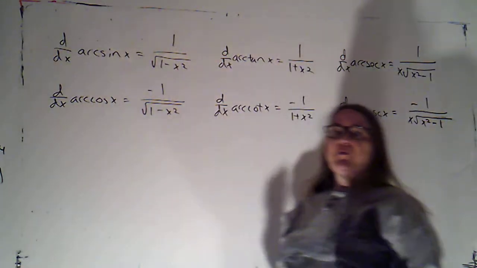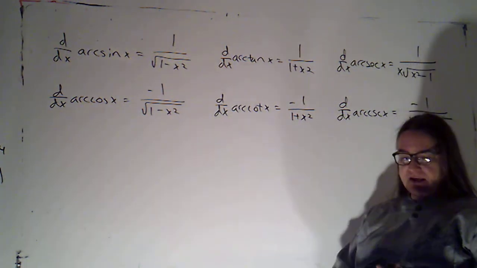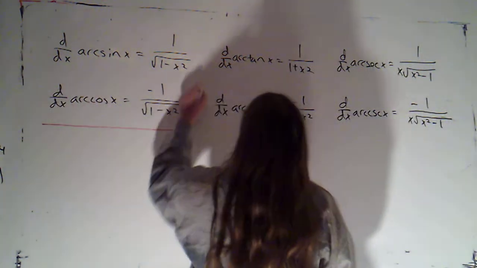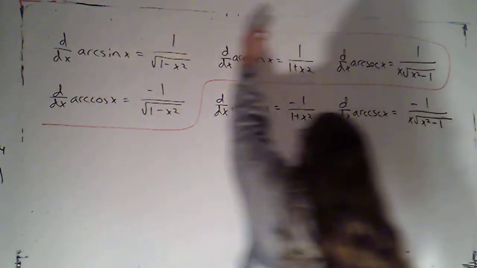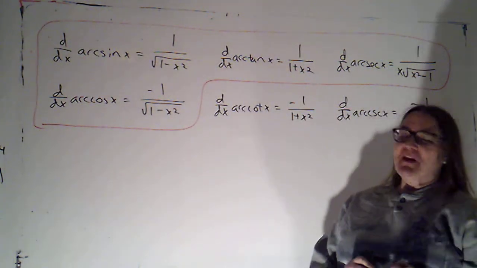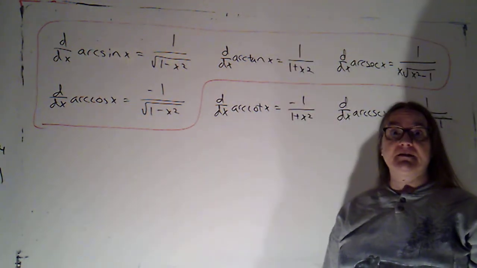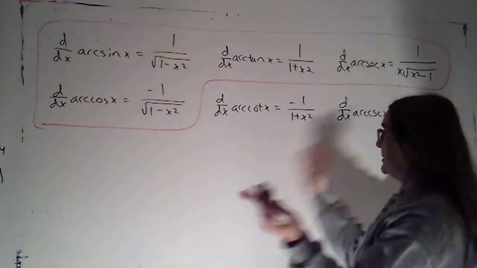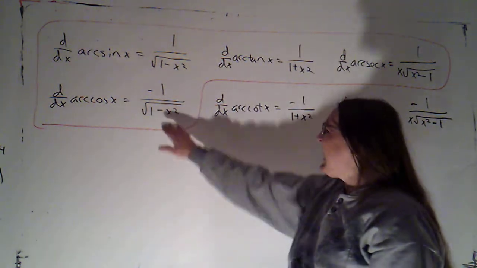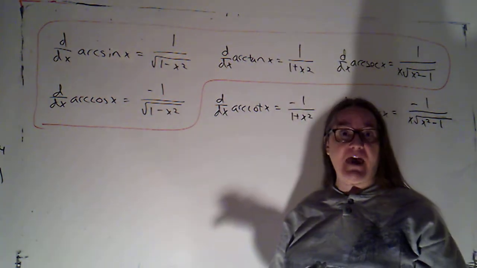I've got up on the board here the derivative formulas for all 6 of the inverse trig functions. Now, we've just derived these 4. Here's what you're responsible for. The 4 that we derived together, you should know those formulas. I could just ask you, what's the derivative of arccosine in the context of some problem, and expect you to be able to tell me that in 15 seconds.